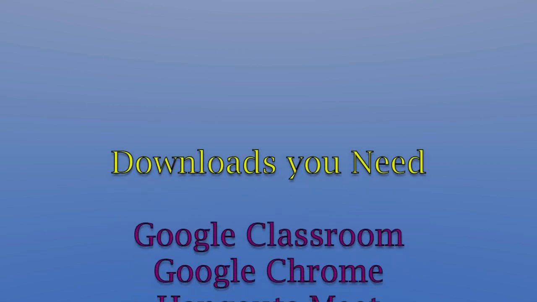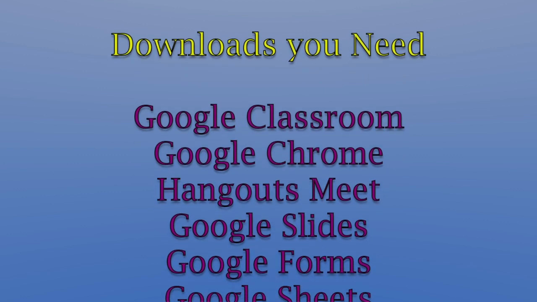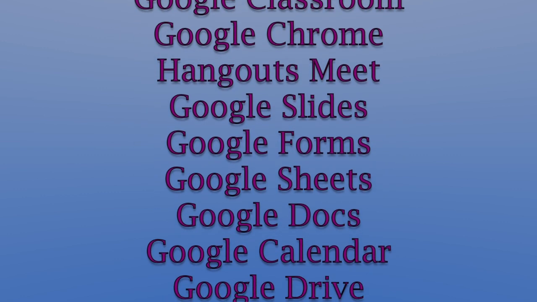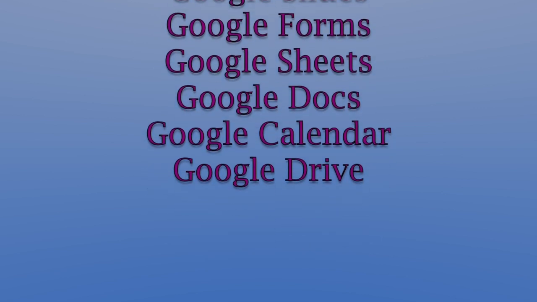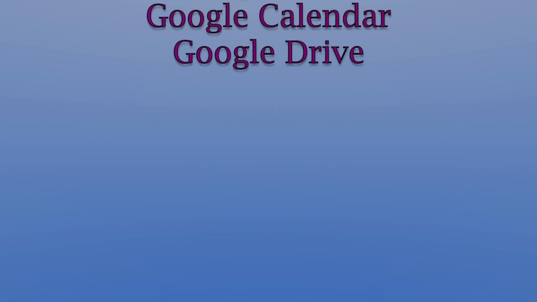If you're using an Android or an iPhone, both have app stores. It may be called an App Store, it may be called a Play Store. You're going to need certain downloads for your phone. The downloads you need are Google Classroom, Google Chrome, Hangouts Meet, Google Slides, Google Forms, Google Sheets, Google Docs, Google Calendar, and Google Drive. The main ones for right now that you need are Google Drive, Google Classroom, and Hangouts Meet. So in your App Store, those are the names you're going to type in and install on your phones. Once they're installed, then you're ready to begin.